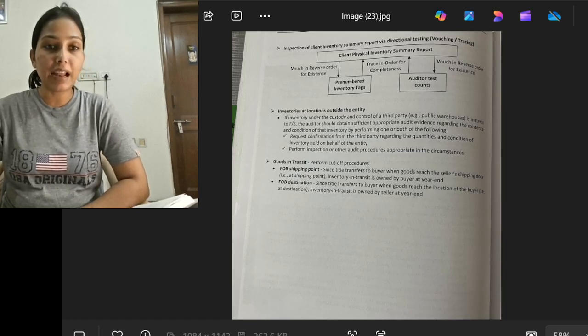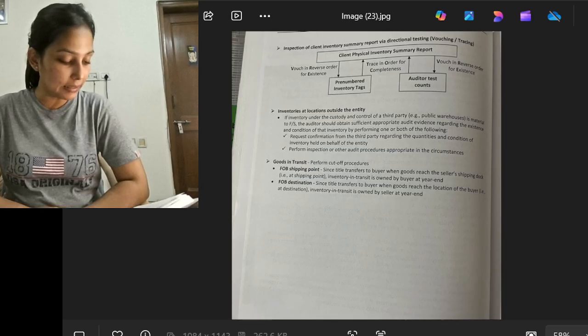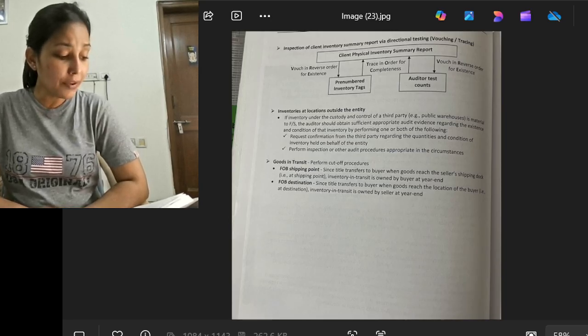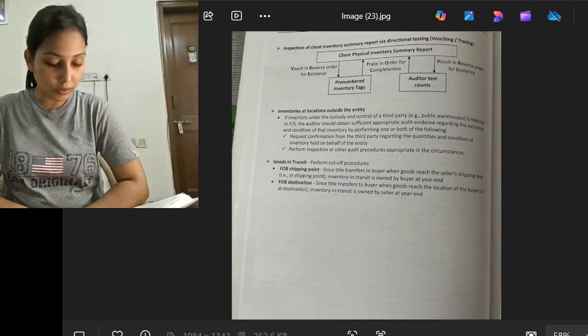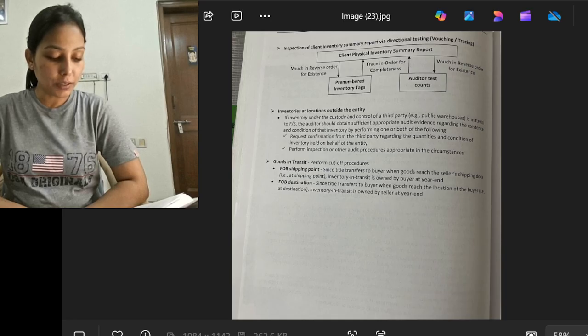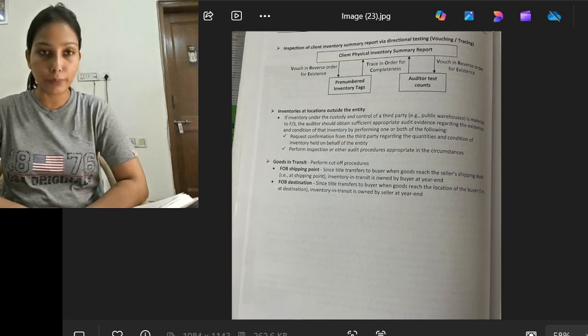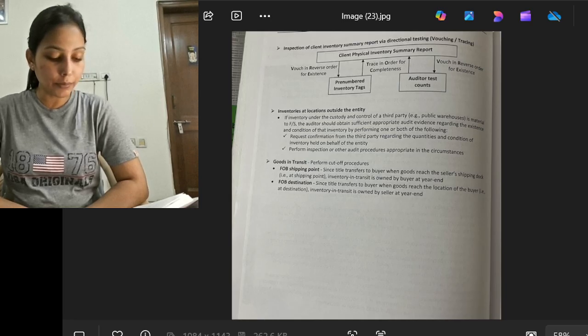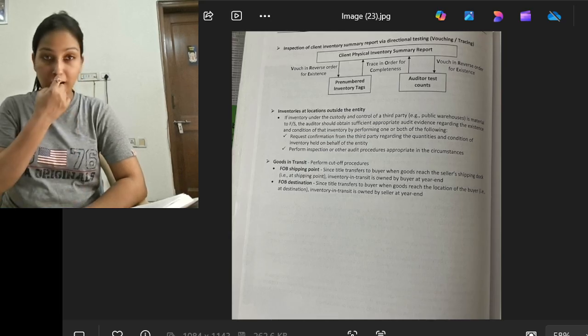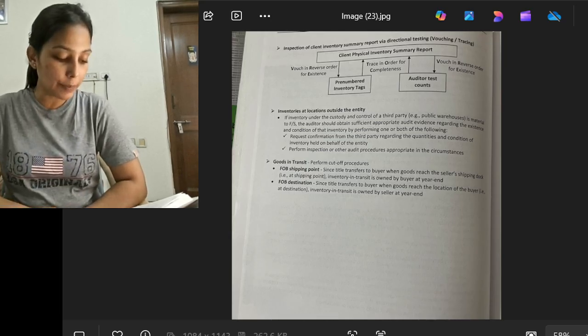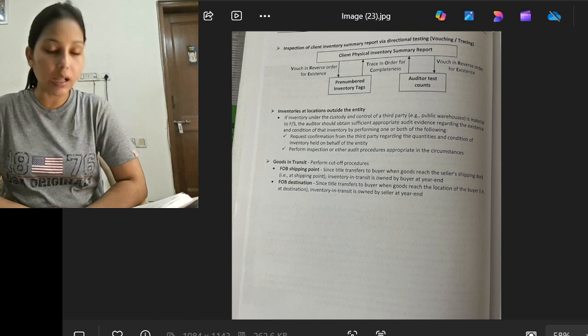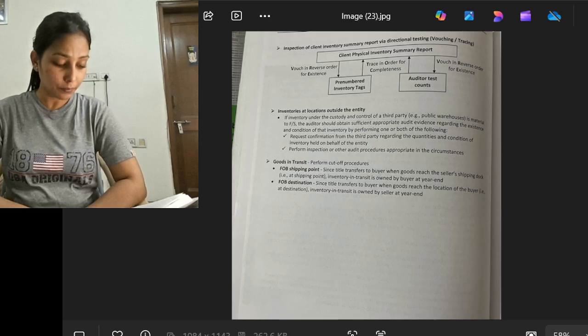If there is any inventory outside the entity, that is, inventory under the custody or control of a third party which is material to the financial statements, the auditor should obtain sufficient appropriate audit evidence regarding the existence and condition of that inventory by performing one or both of the following procedures. Request confirmation from the third party regarding the quantities and conditions of the inventory held on behalf of the entity, and perform inspection or other procedures appropriate for completeness.